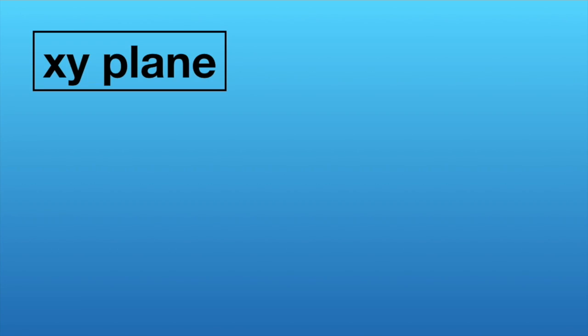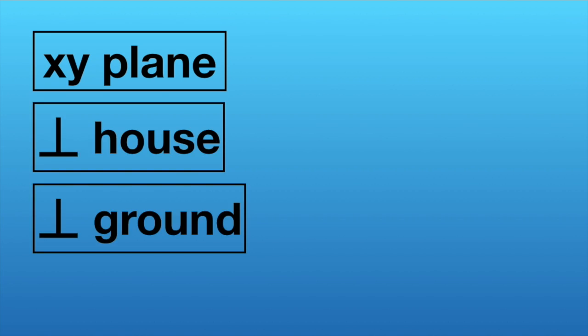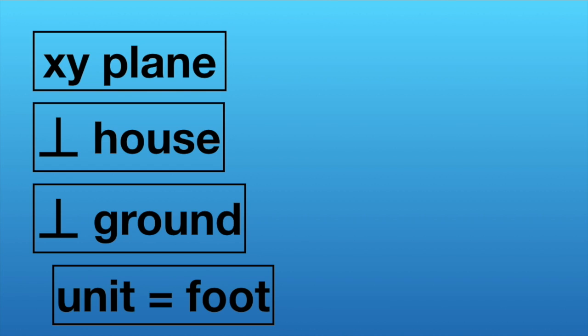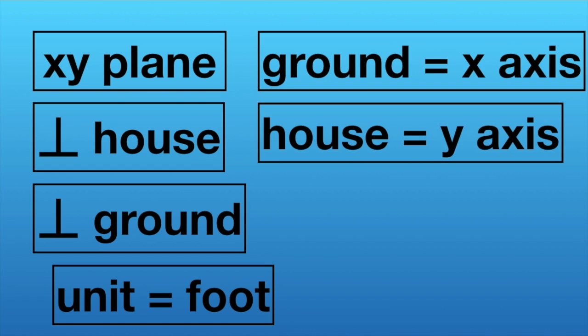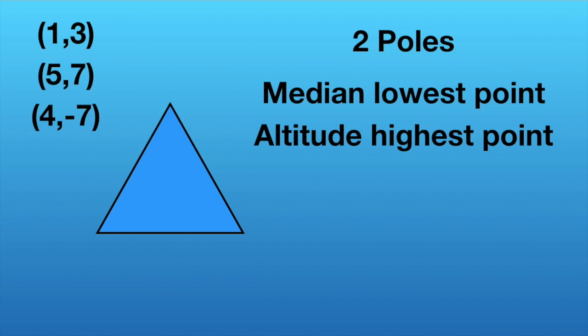First off, it must be on a two-dimensional XY plane. It must be both perpendicular to his house and the ground, and 1 unit equals 1 foot. The ground is the x-axis and the house must be the y-axis. It must be a triangle with the points (1, 3), (5, 7), and (4, -7).